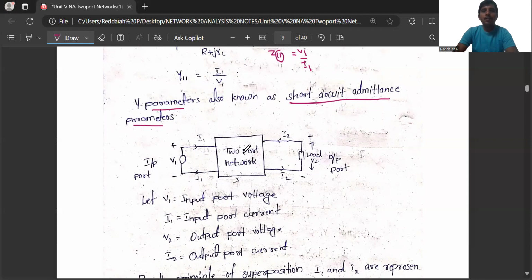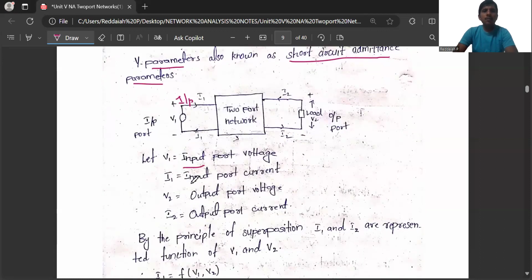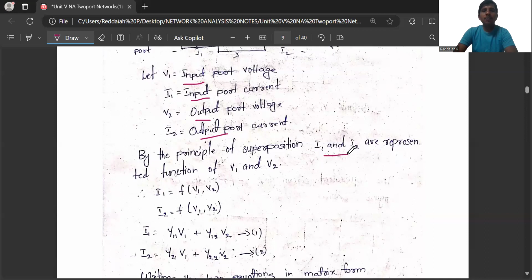Consider a two-port network like this. It consists of so many resistors. V1 is the input voltage, hence it is the input port, and this is the output port. I2 is the current flowing in the load, and I1 is the current flowing in the input. Let V1 be the input port voltage, I1 the input port current, V2 the output port voltage, and I2 the output port current. By the principle of superposition, I1 and I2 can be represented as functions of V1 and V2.